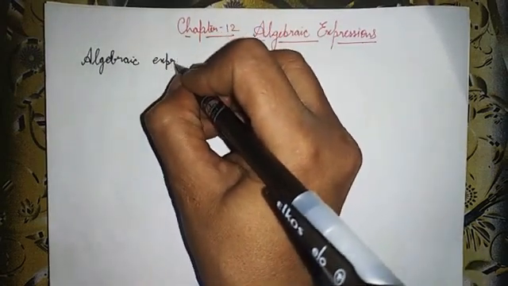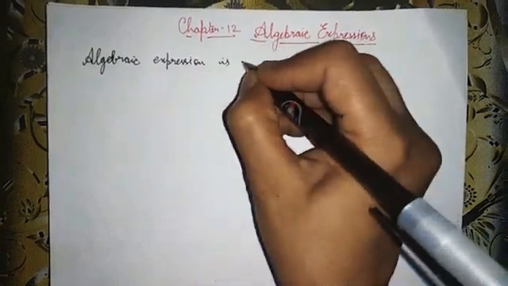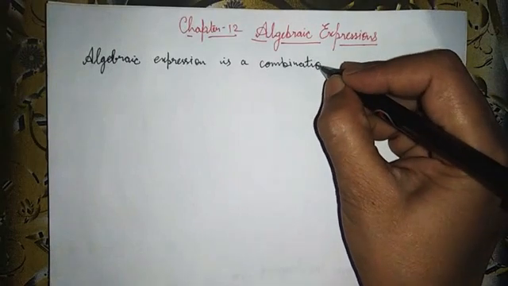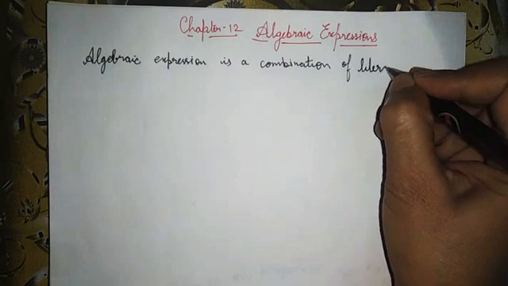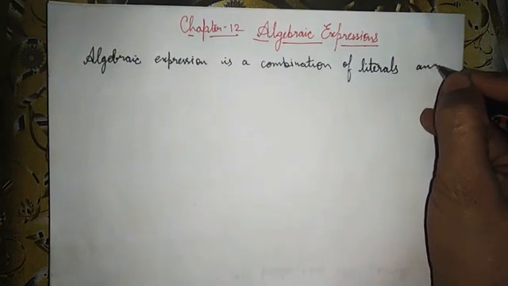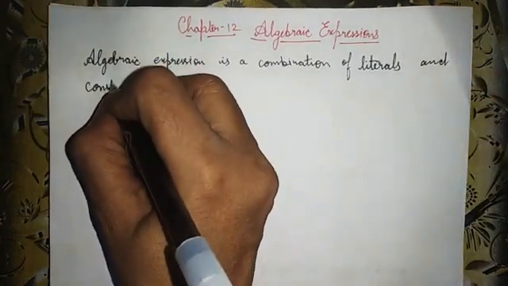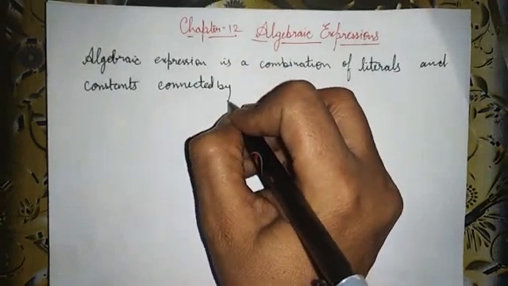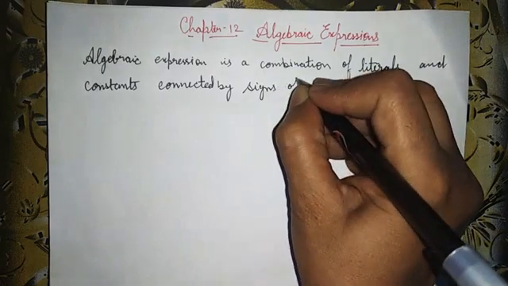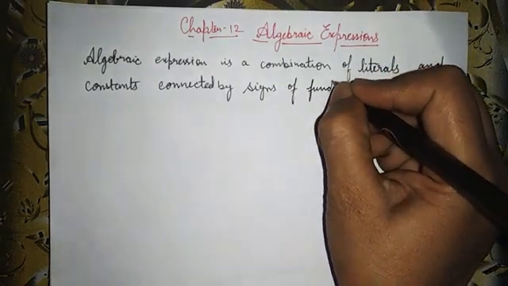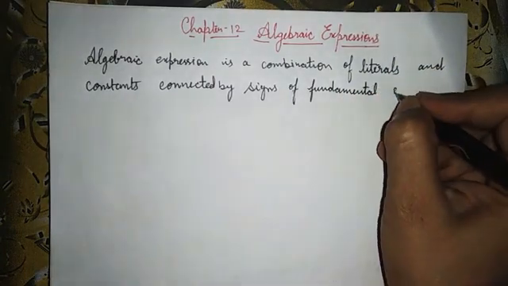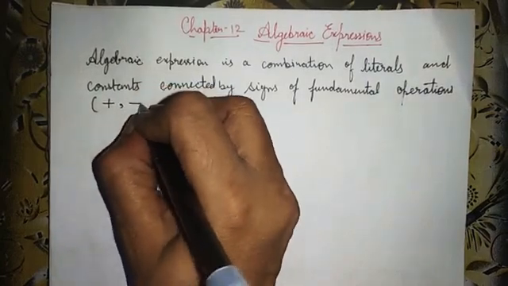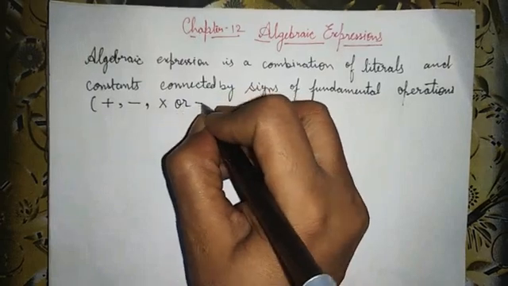Algebraic expression is a combination of literals and constants connected by signs of fundamental operations: plus, minus, multiply or division sign.